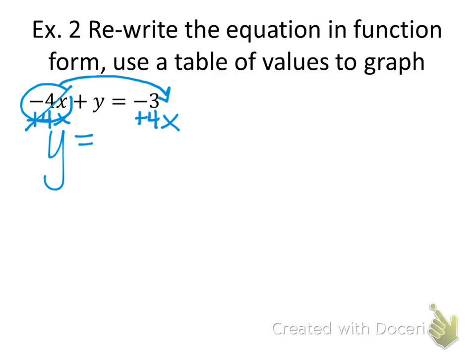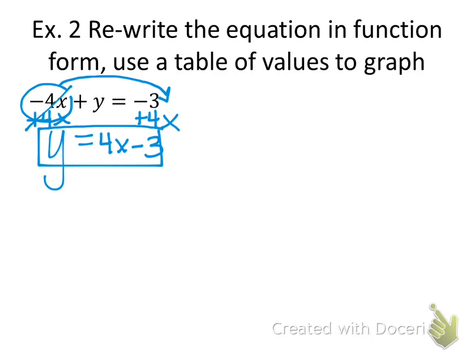Now, question. Can I add negative 3 and 4x and get 1x? No, because they are not like terms. So I just write them side by side. And you always want to write the number with x first. So I would write y equals 4x minus 3. Okay? Does that make sense? You always want to write the number with the x first and then the number by itself last. Okay, so now I've got this equation in function form because it's y equals whatever.